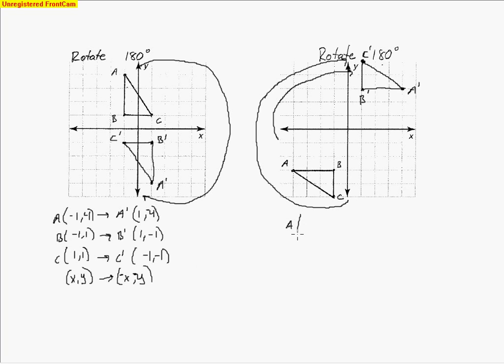So A initially was negative 4, negative 3. B was negative 1, negative 3. And C was negative 1, negative 5. And so when we look at their rotation values, the image for A prime is at 4, 3. And B prime, well, that is at 1, 3. And C prime, well, C prime is at 1, 5.